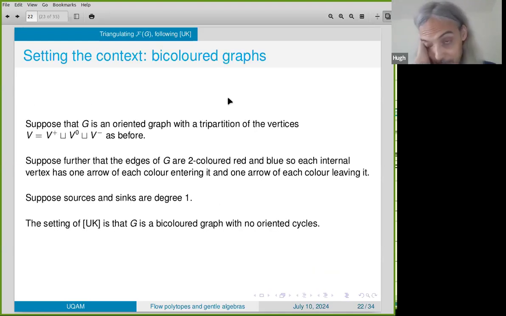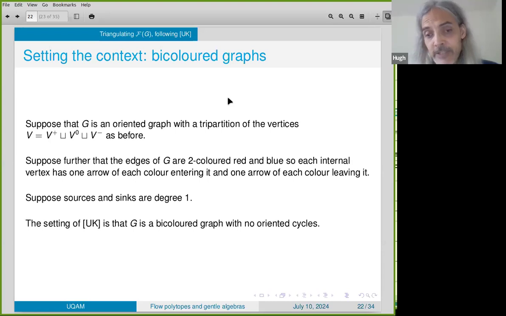So how can we take that teaser and turn it into some kind of more general idea? Well, we're going to assume that G is an oriented graph with the tripartition of the vertices, like we already saw. Also, we're going to assume that the edges of G are 2-colored, so that every edge of G is either red or blue.